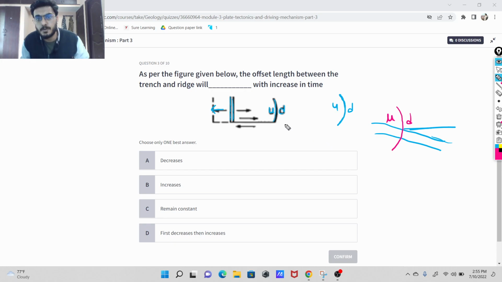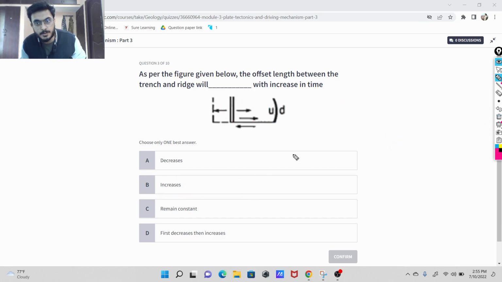If this plate is continuously going in this direction, and here our ridge is going in this direction, then as per the passage of time, you can clearly see this offset length will increase with time. Is it clear? So let's move to the next question now.